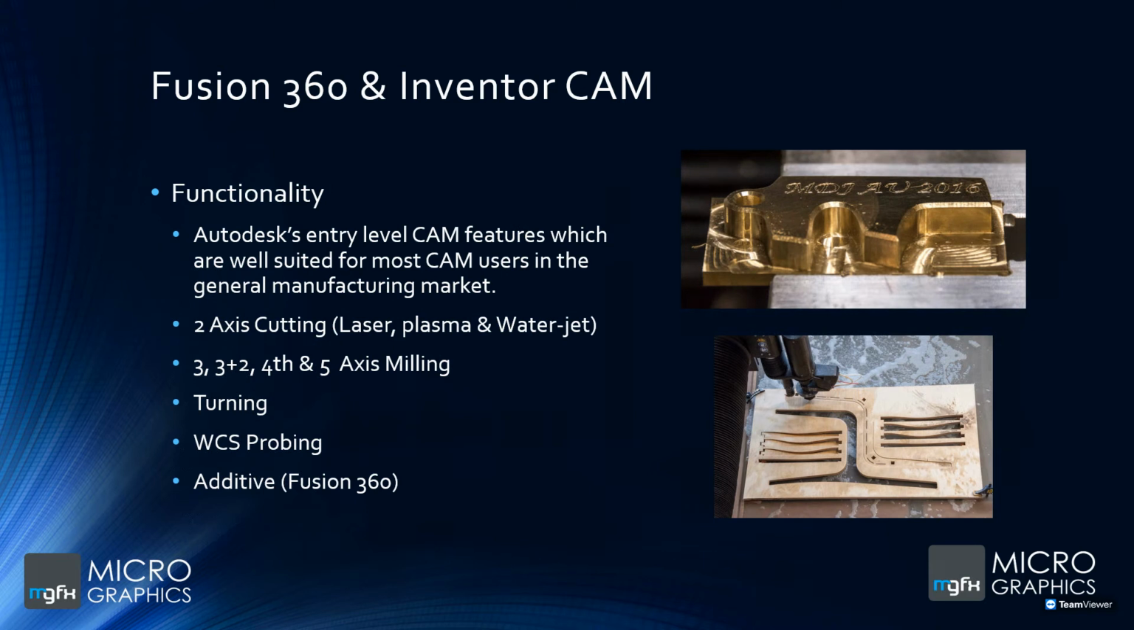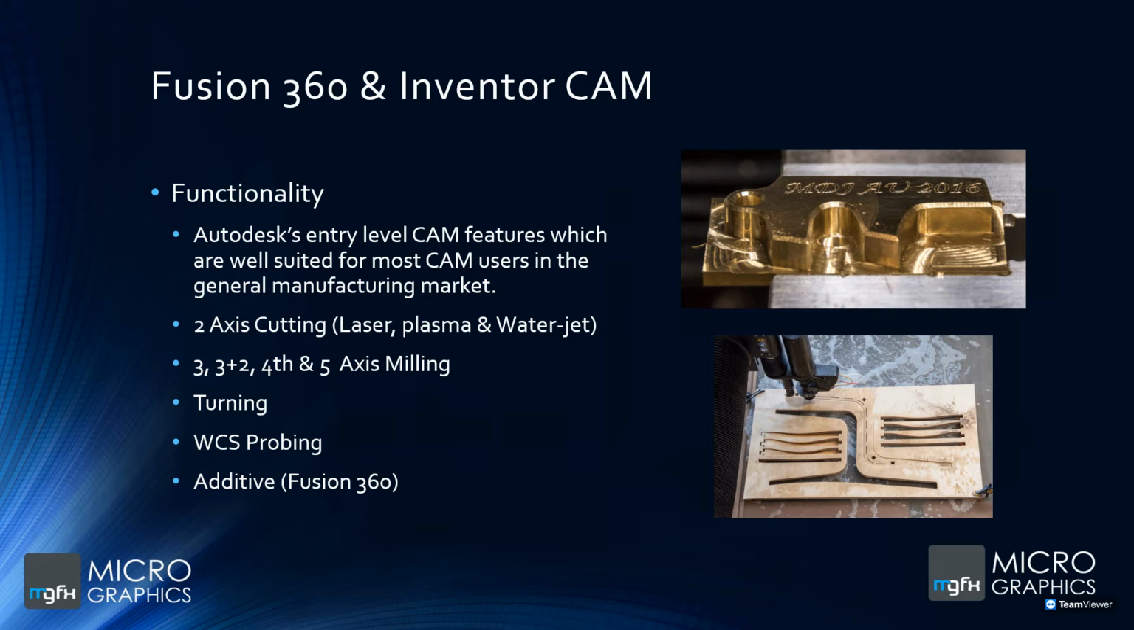As previously mentioned, Fusion 360, HSMworks, and Inventor CAM all share the same basic functionality. I say basic, but remember, this does include up to 5-axis machining. These packages offer Autodesk's entry CAM functionality, and they are well suited for most CAM users in the general manufacturing market. This functionality includes 2-axis cutting for laser, plasma, and waterjet. You can see an example here on the right-hand side, that bottom image showing a chair being waterjet cut from material.